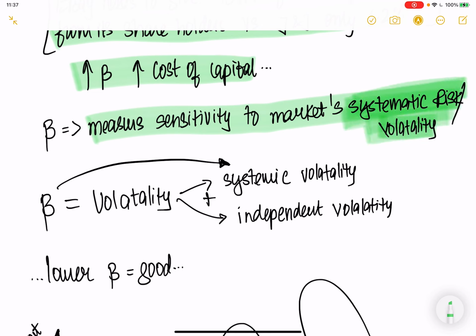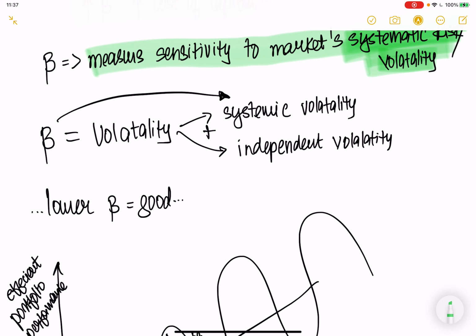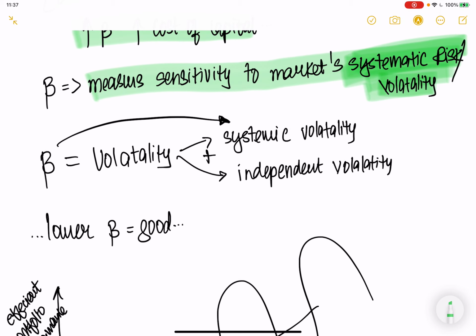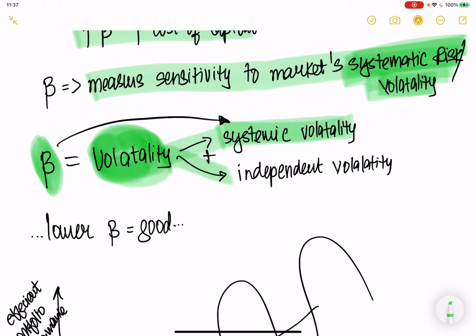and we assume that the market portfolio has zero diversifiable risk or independent risk and only has systemic risk, then if a 1% movement of the market happens, beta measures how volatile that company is to the systemic risk. So again, there's this other myth, beta equals volatility. No, beta does not equal volatility, because volatility risk includes two types of risk, as we saw earlier, systemic risk and independent risk. Beta only measures systemic risk.